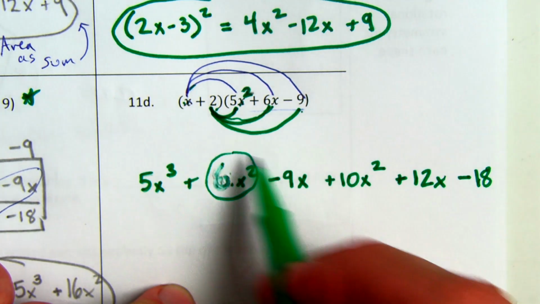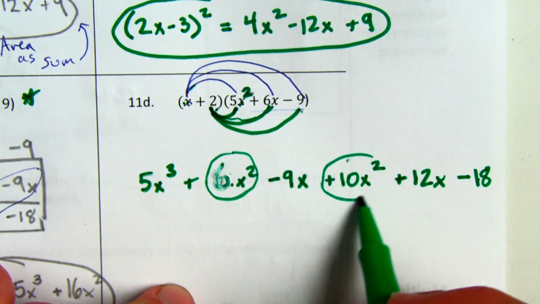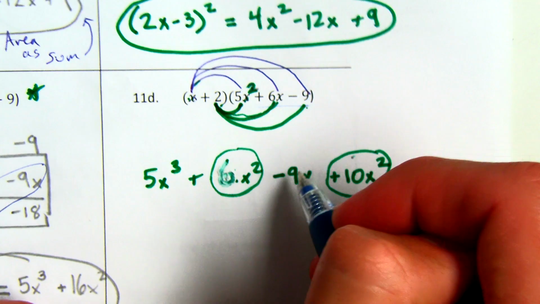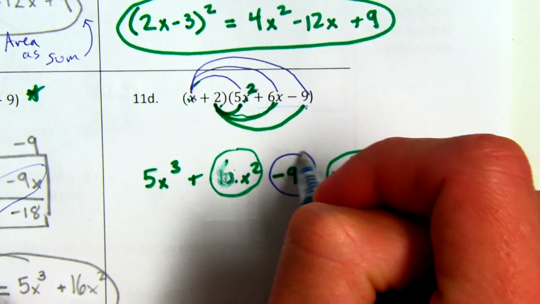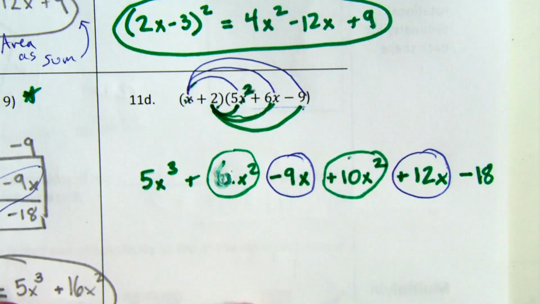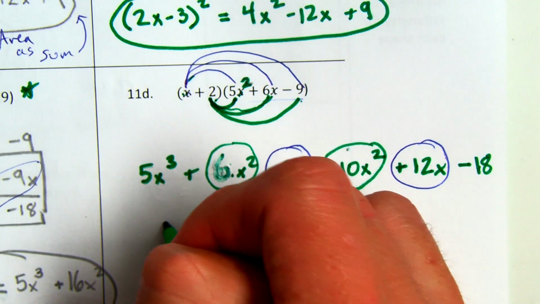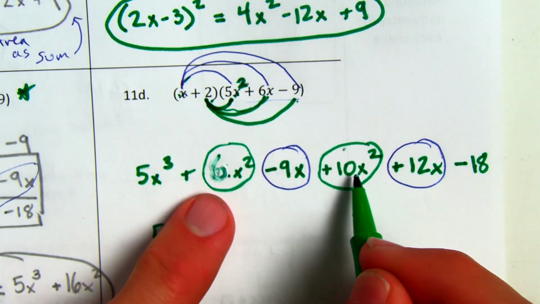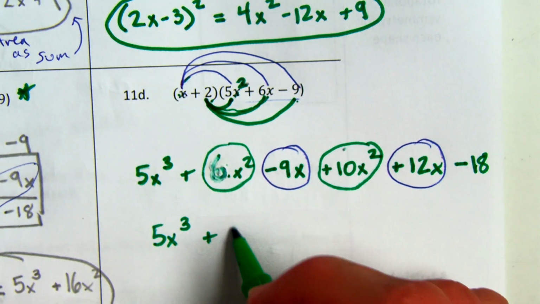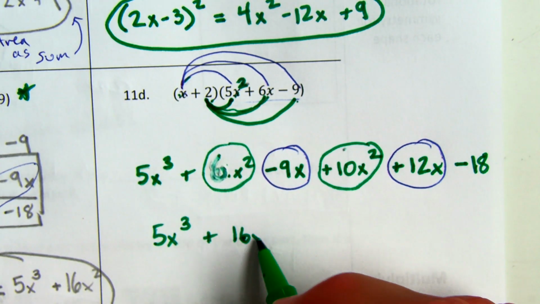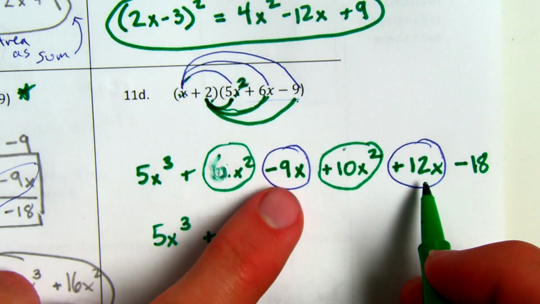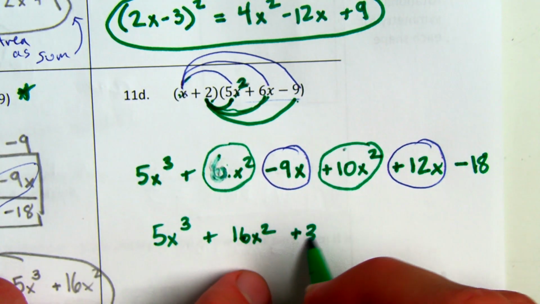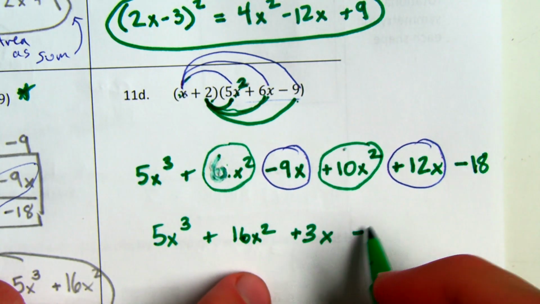6x squared, they're a little out of order this time, so be careful. The x squared terms are there. This x term is negative, negative 9x and plus 12x. So we get 5x to the power 3 plus 16x to the power 2 plus, 12 minus 9 is plus 3x, and then we have this minus 18 hanging out at the end.